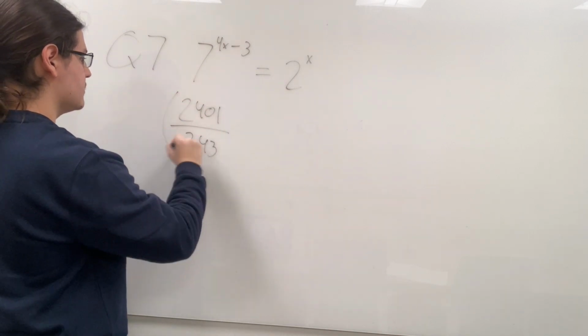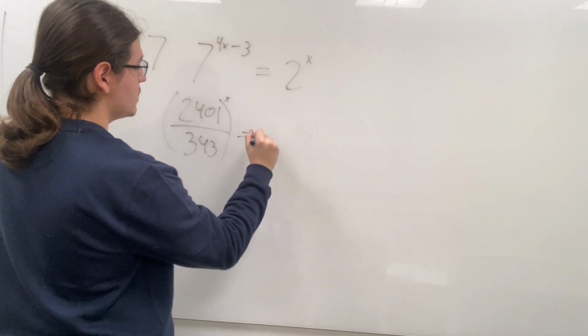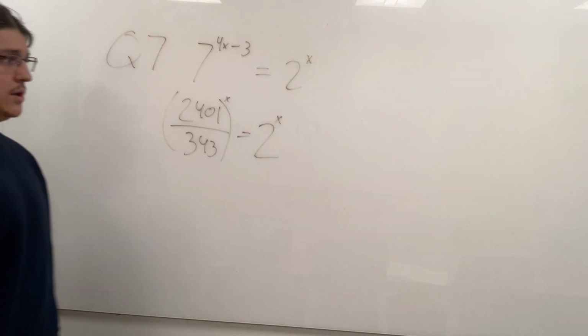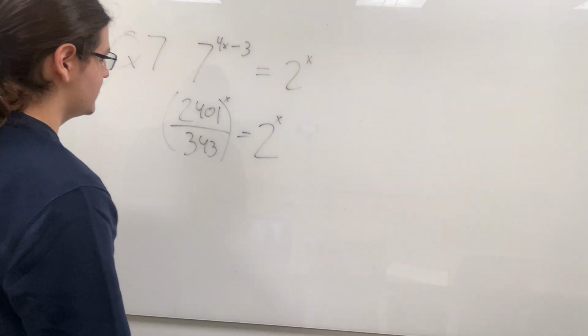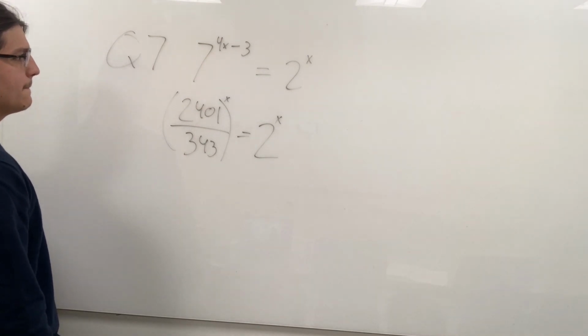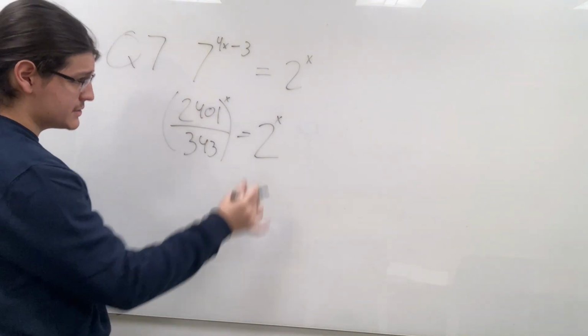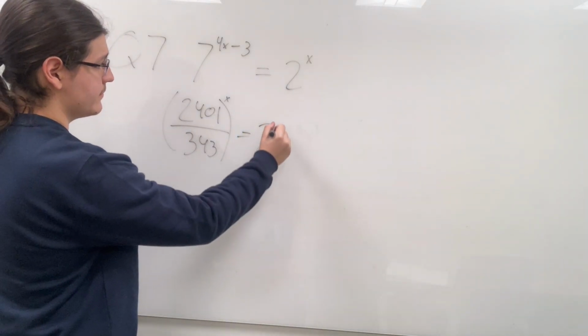All that to the xth power is equal to 2x. If you haven't noticed already, we're going to need a calculator. So we can't just plug this into a logarithm and then get it out. There's an x right here. If there was no x, this would be easy, but no.